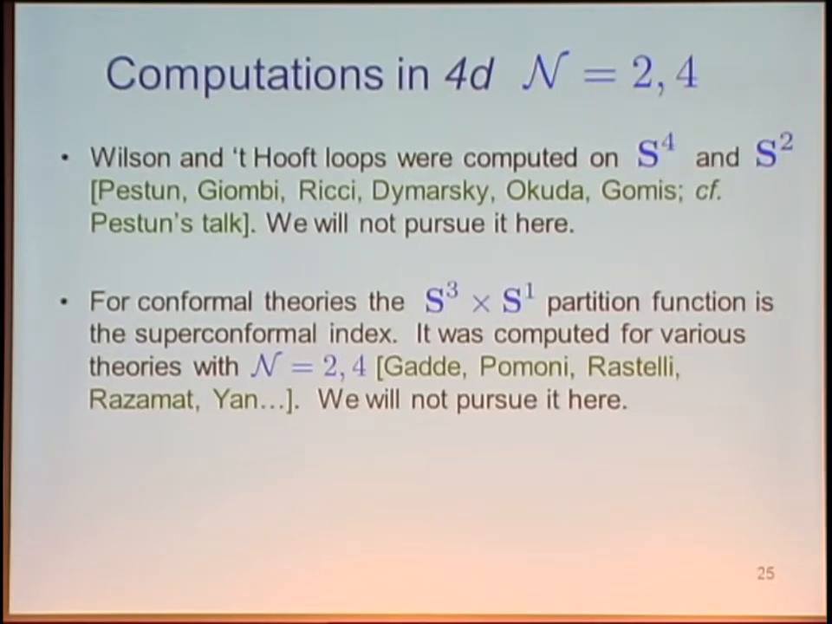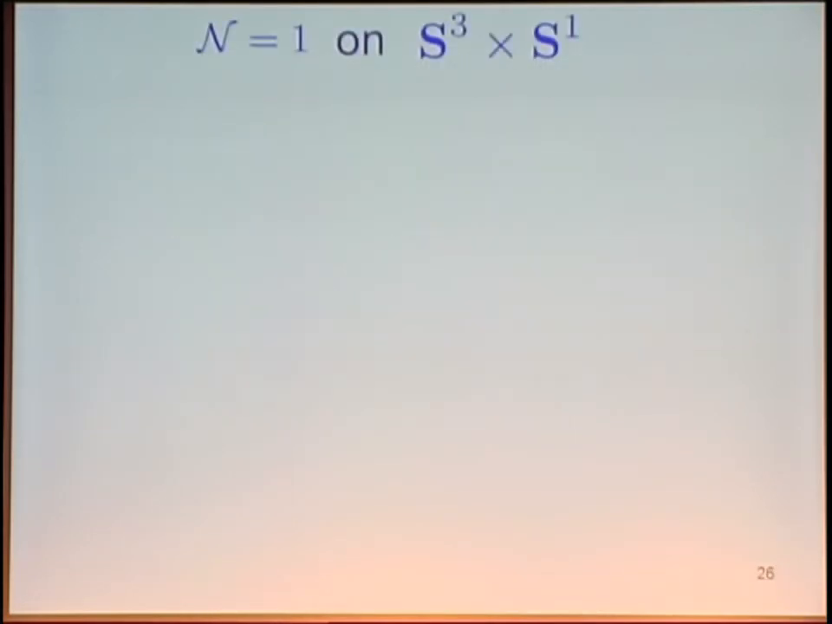So computations which were done in 4 dimensions: Pestun and his collaborators studied Wilson lines and 't Hooft lines on S4 and S2 cross something, and this will be discussed in Pestun's talk, so we'll not do it here. On S3 cross S1, which is conformal, it should also be relatively straightforward to put the theory. And beautiful computations were done by the Stony Brook group, who studied this superconformal index in various N=2 and N=4 theories. They exhibit all sorts of miraculous properties, but I don't have time to do that.